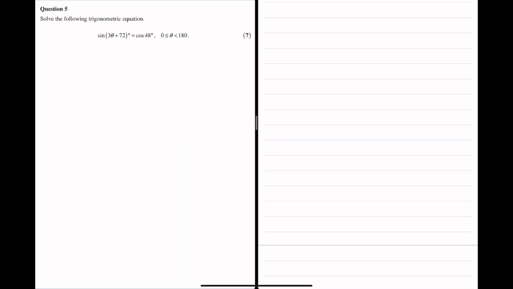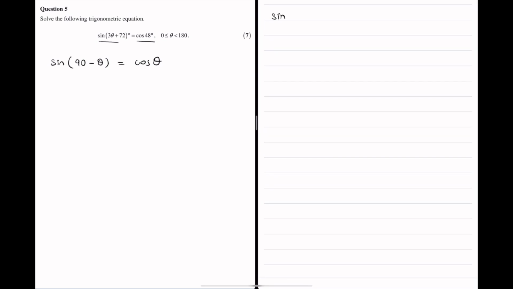So for question number 5, we have to solve the following trig equation: sine of (3 theta plus 72) equals cos 48. And for this, we need to have the same functions on either side. And sine(90 minus theta) equals cos theta. So I'm going to use this in my equation and perhaps write down sine(90 minus 48), which is going to be equal to cos 48. All right, so that simplifies to sine 42.